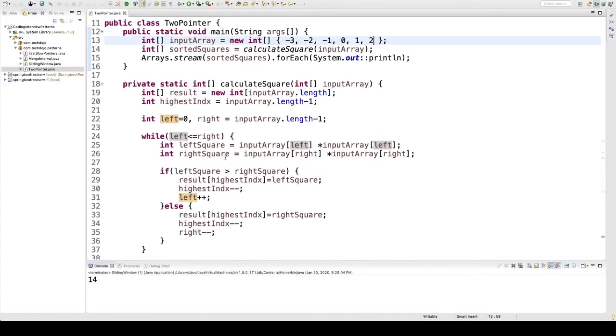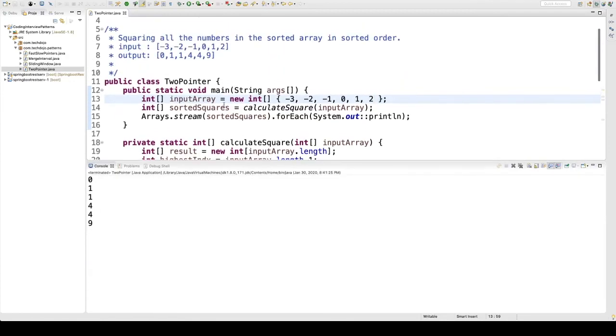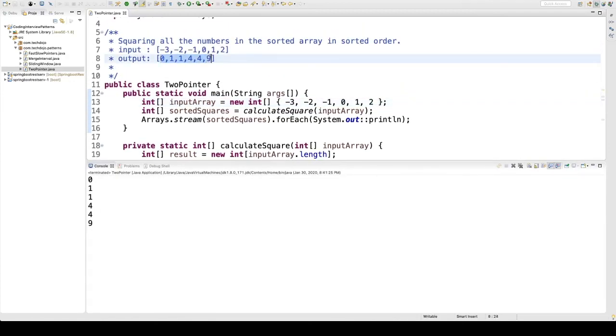So let's check the value. 0, 1, 1, 4, 9. That's exactly it. Hope it was helpful. Happy learning.